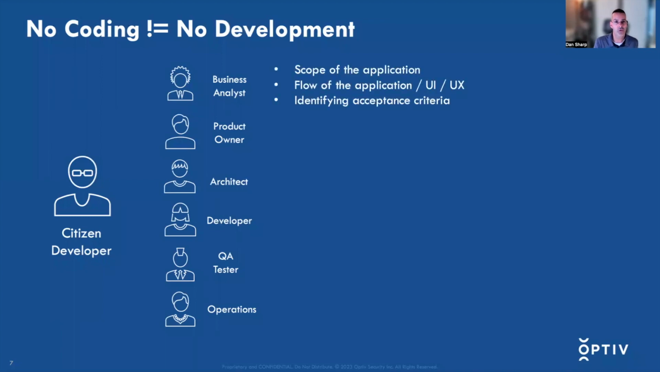So if we look through what some of those responsibilities are, that citizen developer is now responsible for understanding the scope of the application, the flows that need to be put into place, potentially understanding some of the user interface and the user experience so that the user understands how to use the app and accesses the data or updates the data correctly. And that citizen developer needs to understand the acceptance criteria around what needs to be put into place for that application.